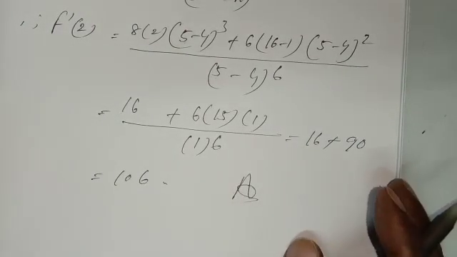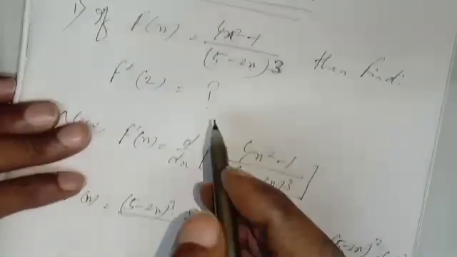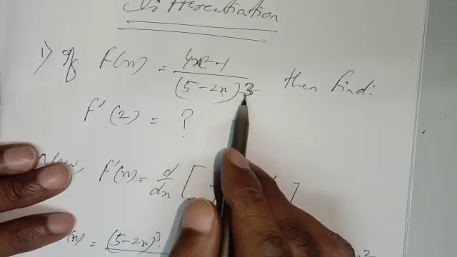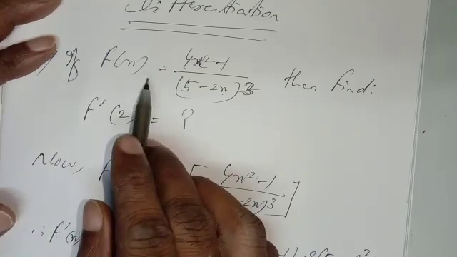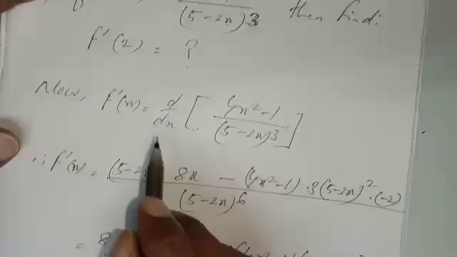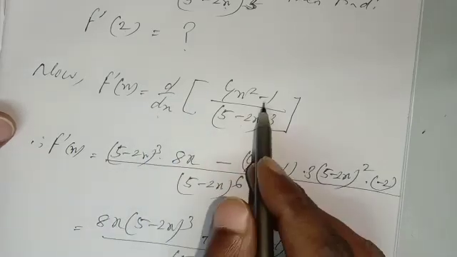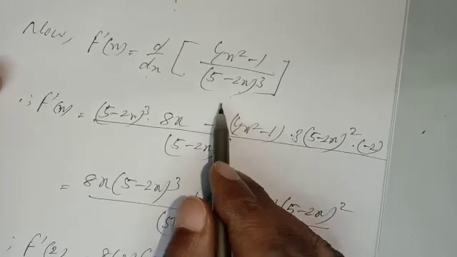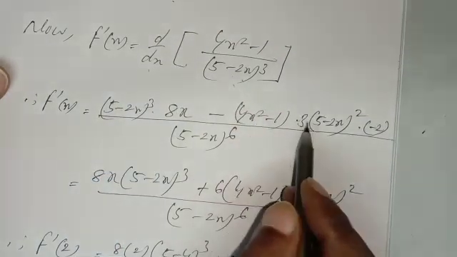Very important question. Chapter name is differentiation for class 11. F of x is given, (4x square minus 1) by (5 minus 2x) whole cube. You have to find out f dash 2, means the derivative of the given function at x equal to 2. So before that you have to find out f dash x, the derivative of the given function, dy dx. You have to apply here the u by v form. This is u, this is v. As per the formula, v into derivative of u minus u into derivative of v.